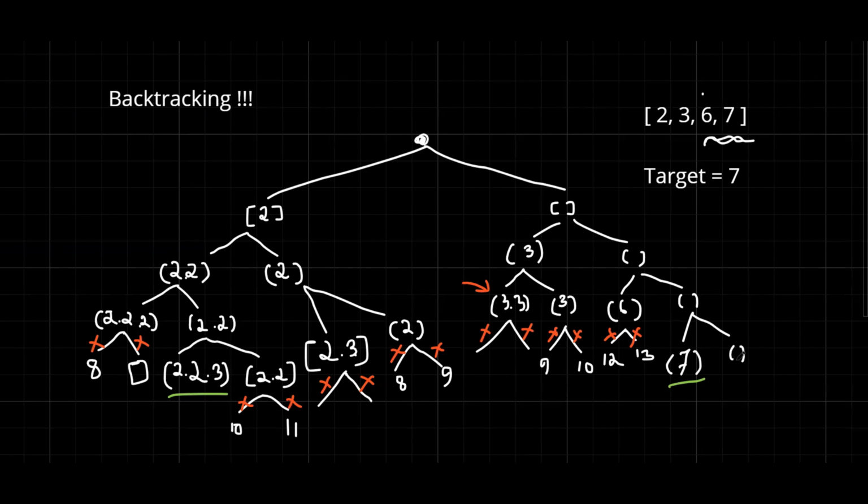Now from this empty list, we should not explore anything because in this path, we have ignored 2. In this path, we have ignored 3. In this path, we have ignored 6. And in this path, we have ignored 7. So it doesn't make any sense to explore anything from this node again. So we have finished building this decision tree. And by applying this algorithm, we can eliminate the repetitive combinations. I hope you understood the algorithm. Now let's move on to the actual code.